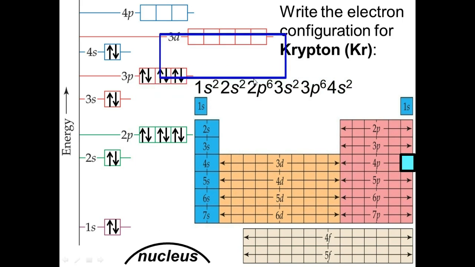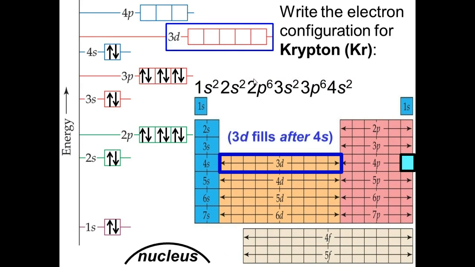There's 10, and this is weird, but 3d goes after 4s. So pretty much when you go down the periodic table, it goes in the exact same order you see it. So if you see 4s, then you see 3d, then 4p, then 5s, then 4d. And so the D block is pretty weird because it goes after the higher numbers s. So 3d goes after 4s, 4d goes after 5s, and so on and so on.